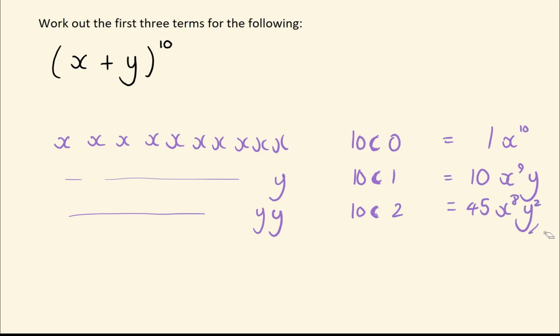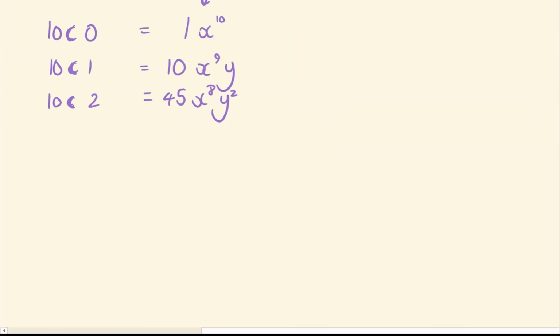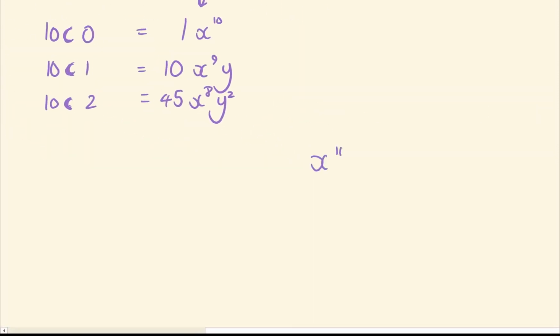And I can keep going, but that's all I'm asked to do. We're only asked for the first 3 terms, and right here I have 3 terms. So we just say the first 3 terms are x to the 10 plus 10 lots of x to the 9y plus 45 lots of x to the 8y squared. Okay, that's all you need to do. So to make your life a bit easier, not have to work out every single term.